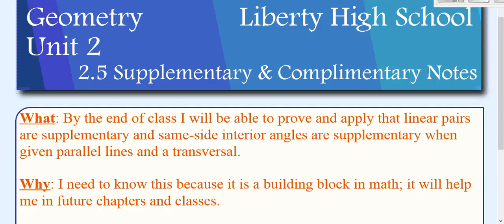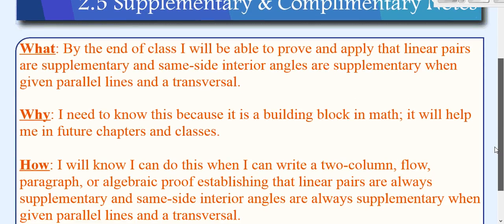So in this lesson, we're going to talk about supplementary and complementary notes. We're going to be able to apply a couple of things. Linear pairs are supplementary, and same side interior angles are supplementary if the lines are parallel. So two main things we're looking for right there are linear pairs and same side interior angles.